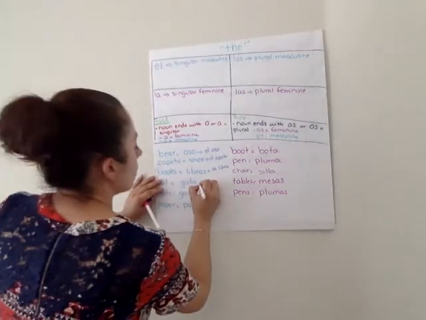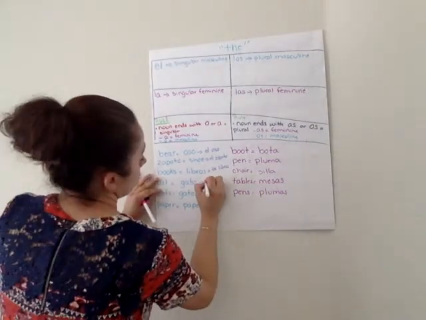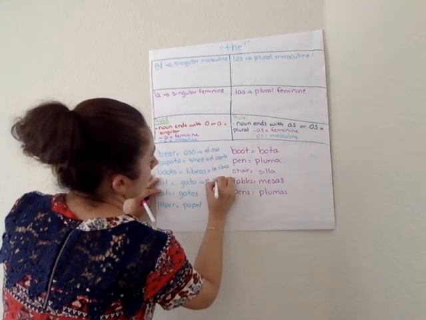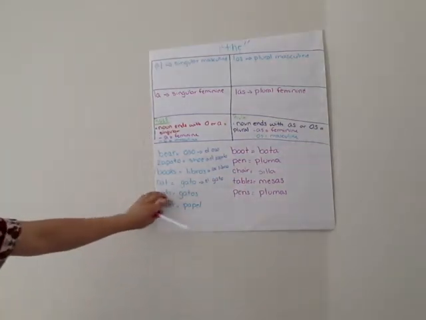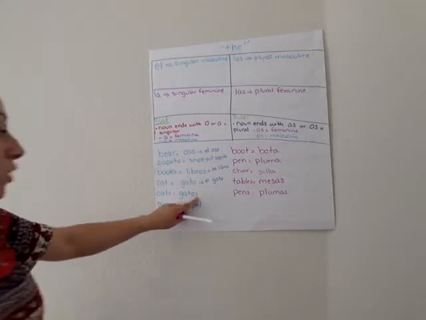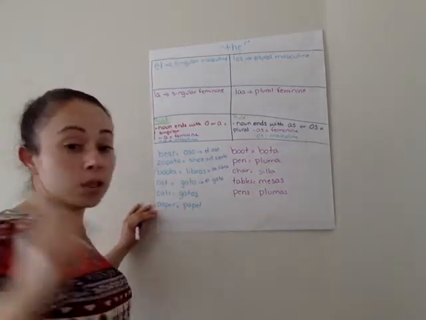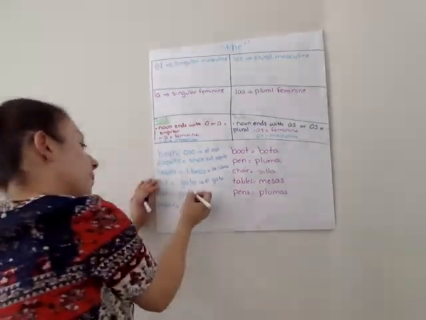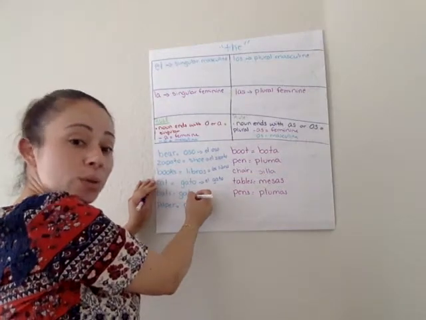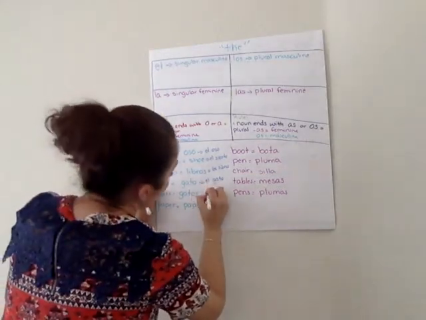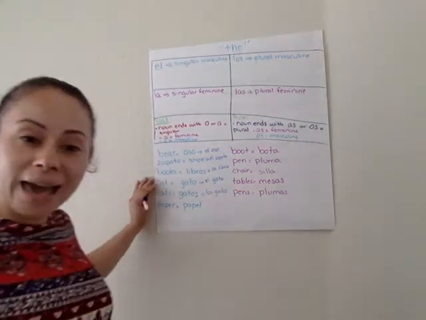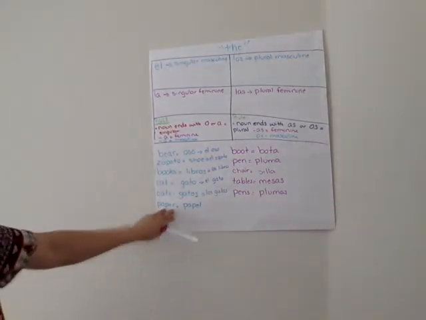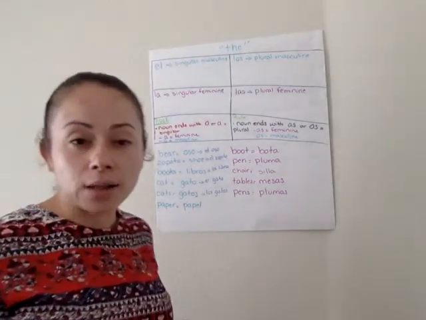Cat, gato. Ooh, it ends with an O, so I know it's singular masculine. El gato, the cat. Then we have cats, gatos. Gatos ends with an S, so it's plural form. Then I look at the letter before the S, and I know it's an O, so it's masculine. So it's los gatos, the cats. Then I look at paper. Oh, I'm going to leave paper at the end because it follows a different format.